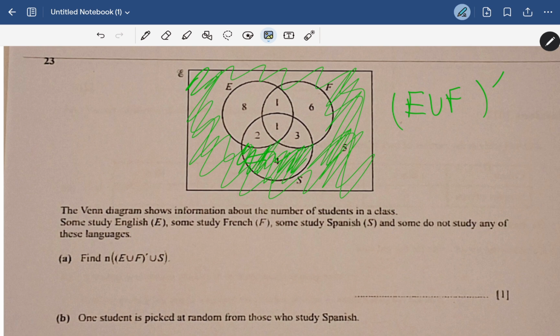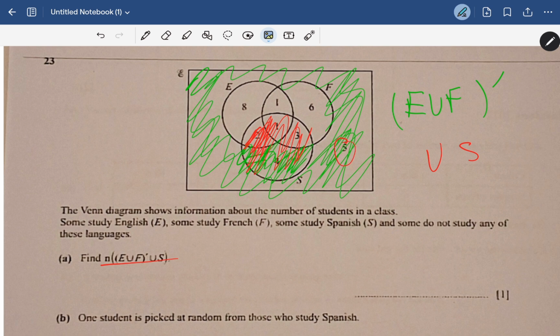except E and F. So it looks something like this. This is E union F complement, but they told us they need it in union with S. So you're gonna take all of this, but you're gonna add in union S. So you're gonna take all of S. So they're asking us for the number of this.